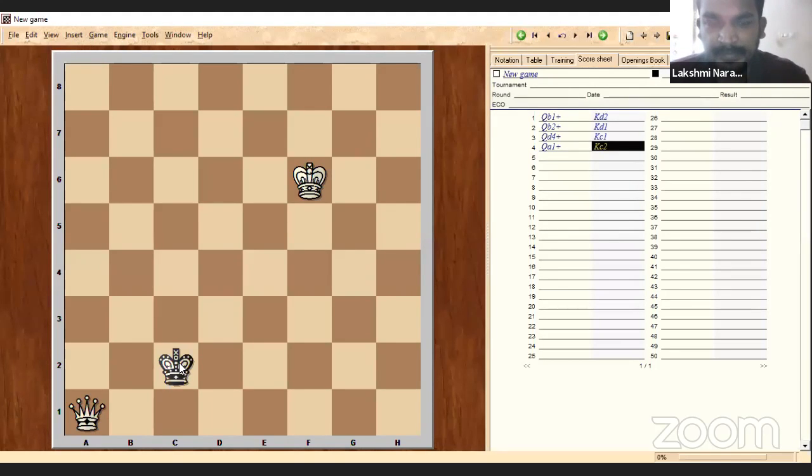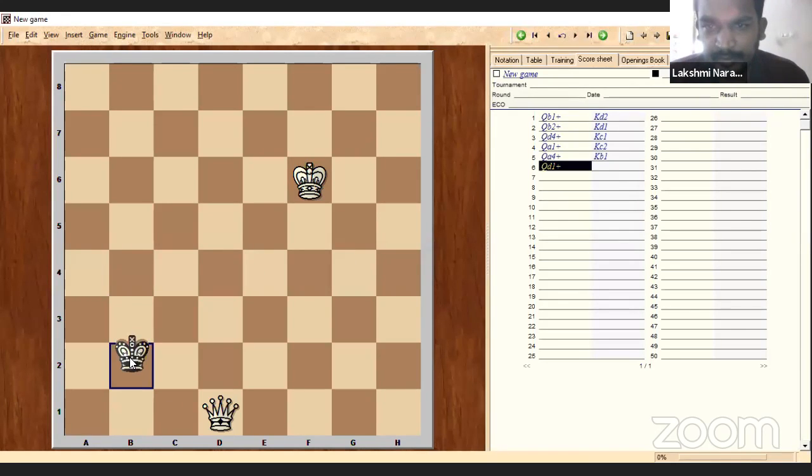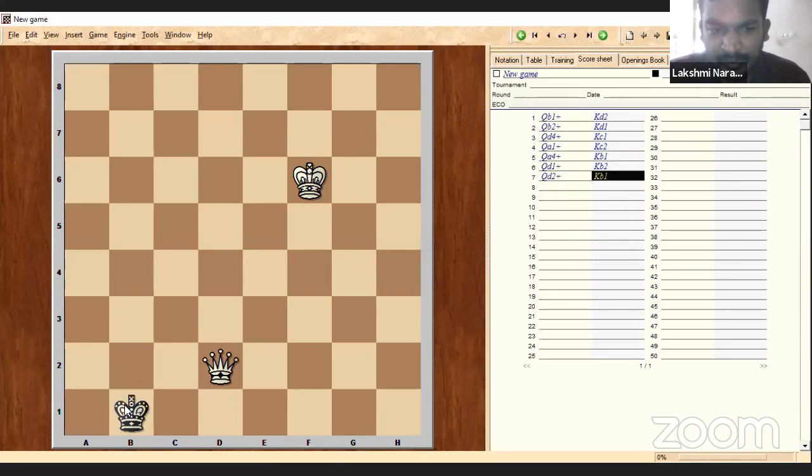Okay. So in order to mate, you must, and if you go queen a4, again he will play king to b1. Okay, after king to b1, queen d1, then again king to b2. Okay, so I will just tell you queen d2, then again king to b1. There is not much progress here, right? So I will tell you how to mate.